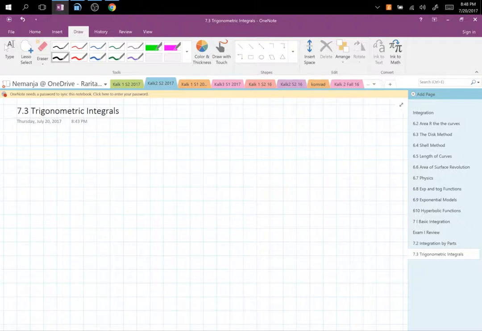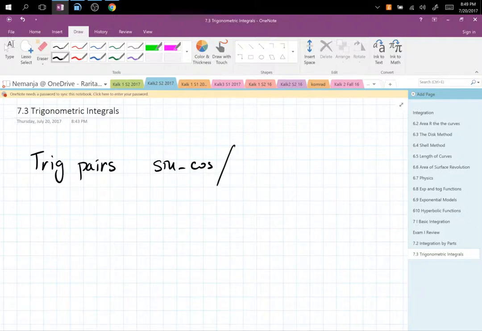So we start with reviewing the table of basic integrals. I'm going to say that we're going to start with the trig pairs. So trig pairs are sine with cosine, tangent with secant, and cotangent with cosecant. So those are the pairs.